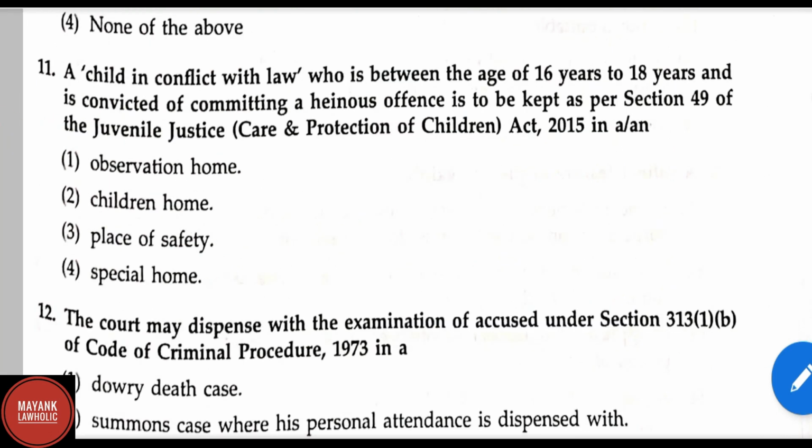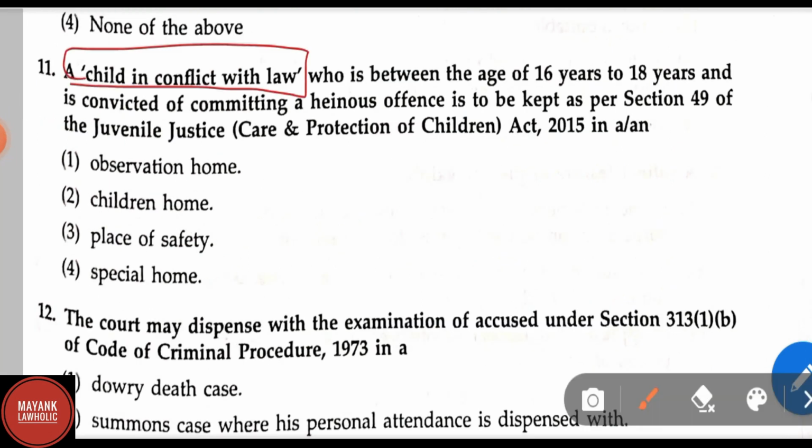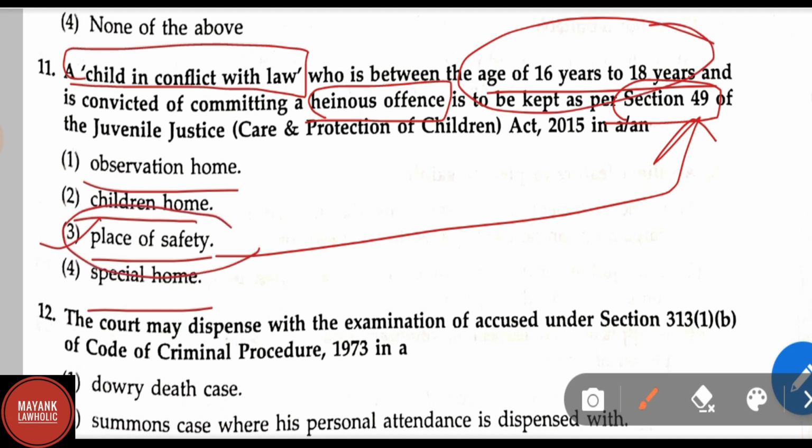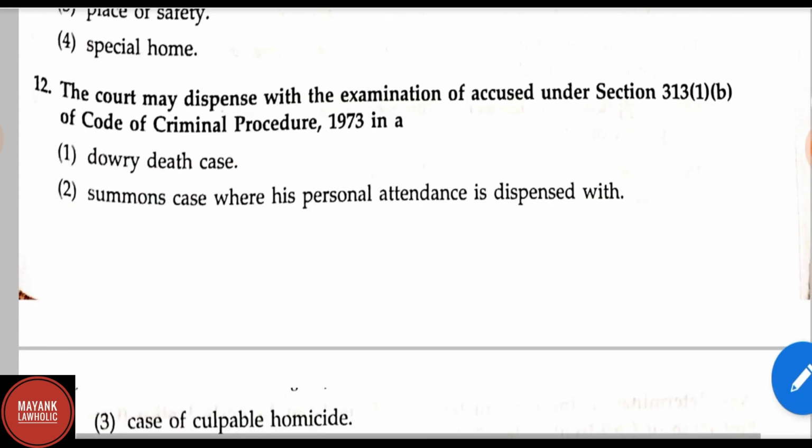Question number 11. A child in conflict with law who is between the age of 16 years to 18 years and is convicted of committing a heinous offence is to be kept, as per Section 49 of the Juvenile Justice Care and Protection Act 2015, in: first, observation home; second, children home; third, place of safety; and fourth, special home. The correct answer is place of safety. It is given in Section 49. A child in conflict with law who is between the age of 16 to 18 years, the answer is place of safety. Now let us see question number 12.